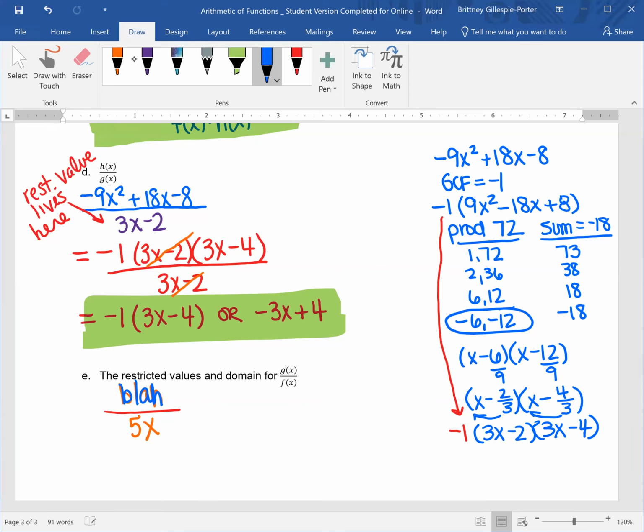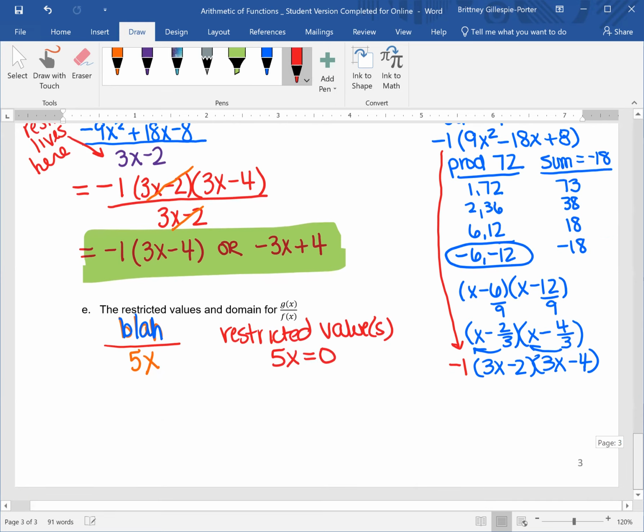So to find our restricted values, we're going to take our denominator, which is our f of x, set it equal to 0, so 5x equal to 0. When you solve, you're not subtracting 5, you're not adding 5, you're dividing by 5. And we find out that our restricted value is x cannot be 0. There is our restricted value.